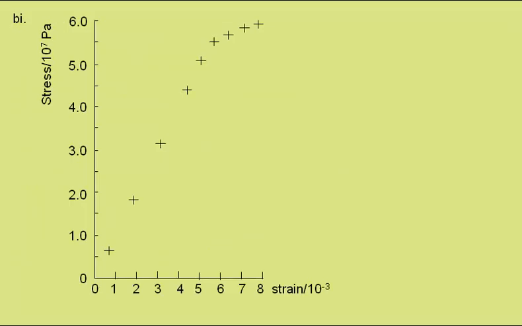In B, we have a graph something like this, and in part 1 we need to draw the best line of fit through the points, something like this. In part 2, we need to use the line to find the Young modulus of the metal in an appropriate unit. Well, the Young modulus is given by the gradient, stress divided by strain.